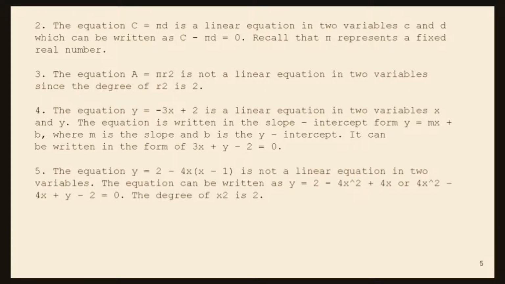Next is the equation y is equal to 2 minus 4x multiplied to the quantity of x minus 1. Hindi yung linear equation. Bakit? Kasi kapag sinimplify mo yon, yung 4x multiplied to x pa lang, magiging 4x squared na yun, 'di ba? So, hindi na 1 yung magiging degree nun, which makes it not a linear equation.